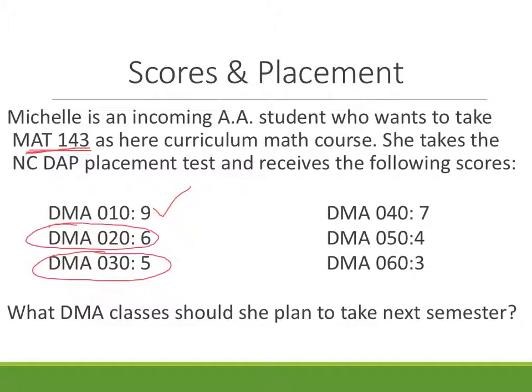Again, DMA 30, she scored a 5, that's under 7, she's going to have to take 30. Okay. She showed proficiency in DMA 40 because she got a 7. We said 7 or higher was good. Okay. She's going to have to take 50 because that's under a 7. And is she going to have to take 60?